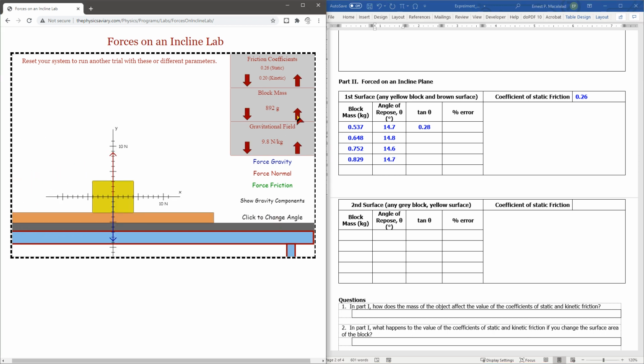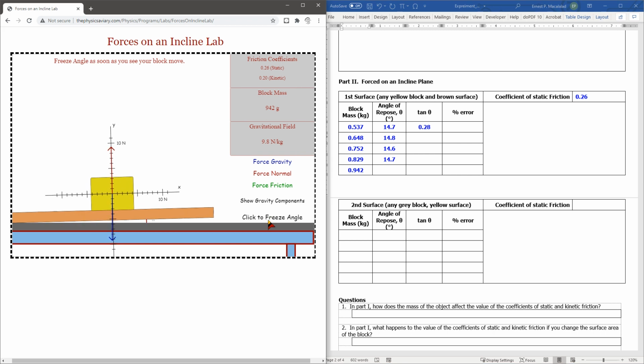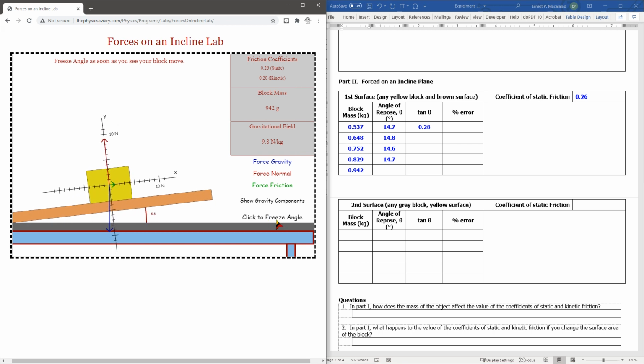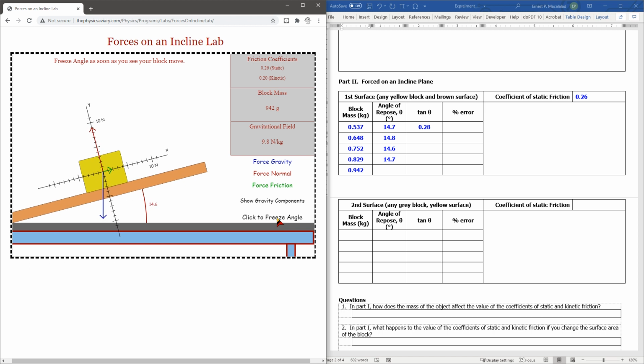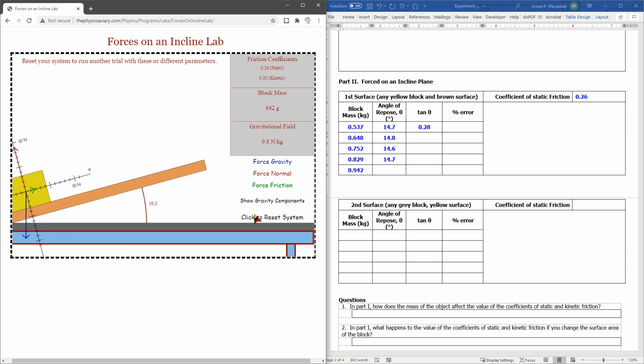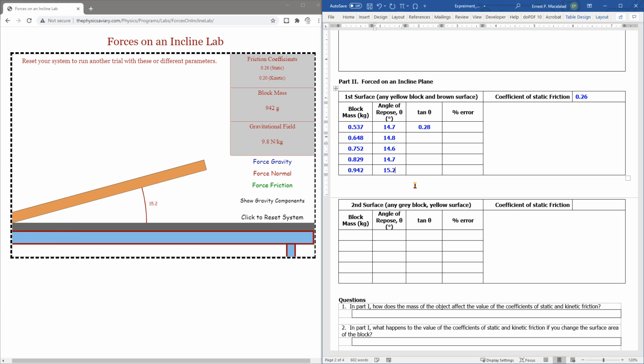Reset the system. Let's say almost a kilogram, so that's 0.940. Let's do this again for the last time. This is, let's say, 15.2 degrees. Then you calculate all the tangent thetas, and you compute the percent error by comparing the coefficient of static friction as our accepted value and tangent theta as our experimental value.